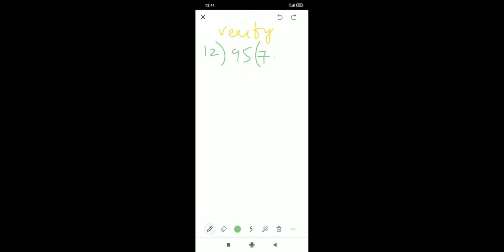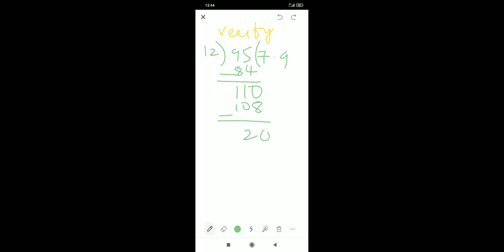Then 12 9s are 108. 110 minus 108 gives 2. 2 becomes 20 because I already took a point in the quotient. Next, 12 1s are 12, and 12 2s are 24. 24 is more than 20. So I'll settle with 1.